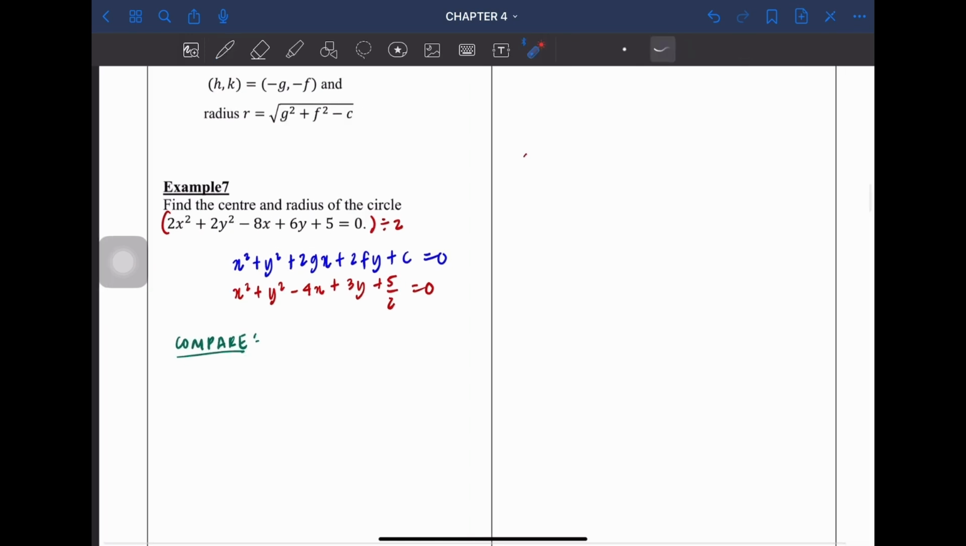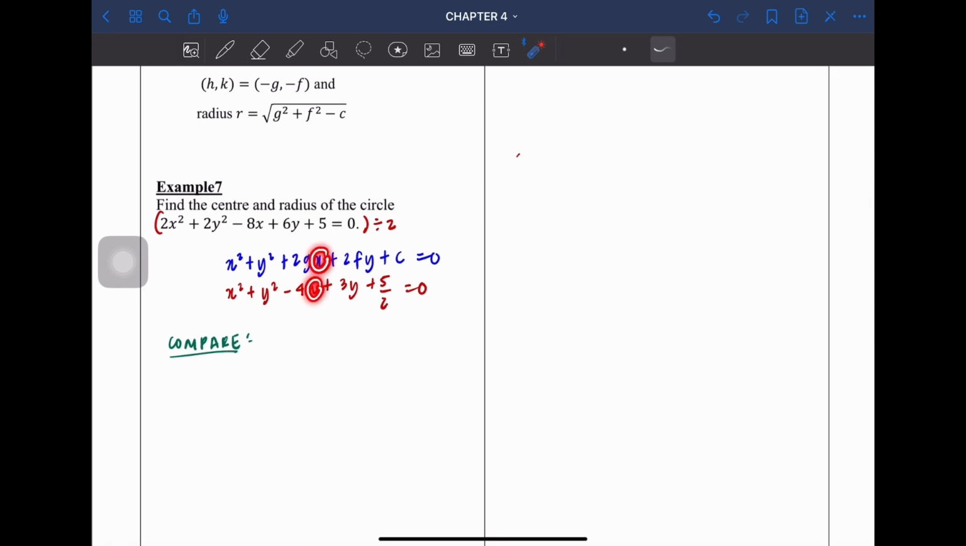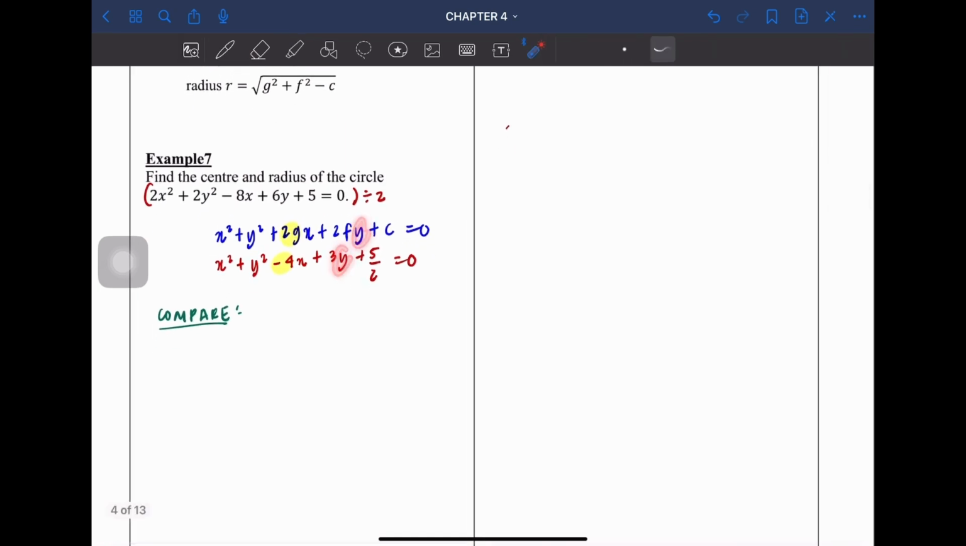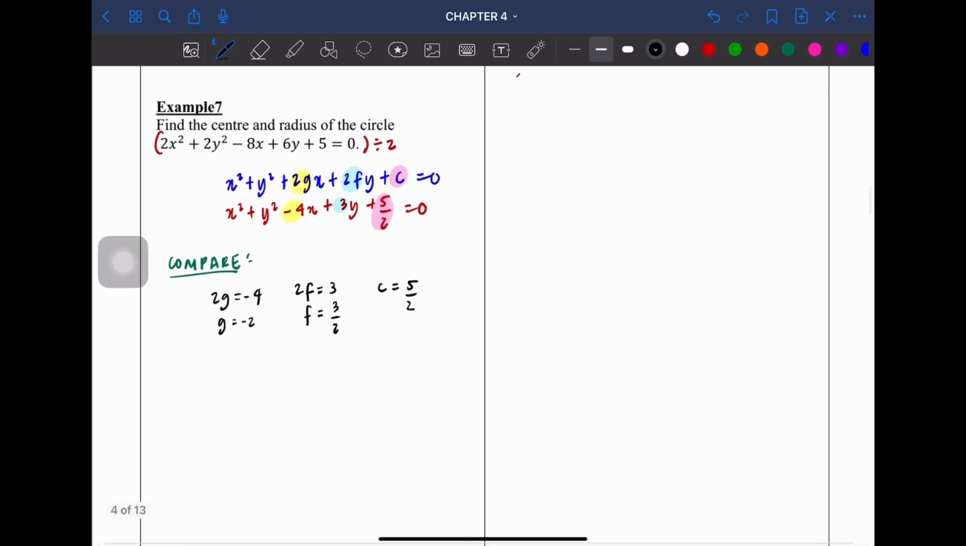So what do we compare? Notice that we have the variable x, so we're going to compare the coefficient, which is 2g with -4, and then for y we compare the coefficient 2f with 3, and the last one we have c with this constant. Let me write it down. The first one we have 2g equal to -4, so your g is -2. Second, 2f equal to 3 and your f is 3/2, and last you have c equal to 5/2.